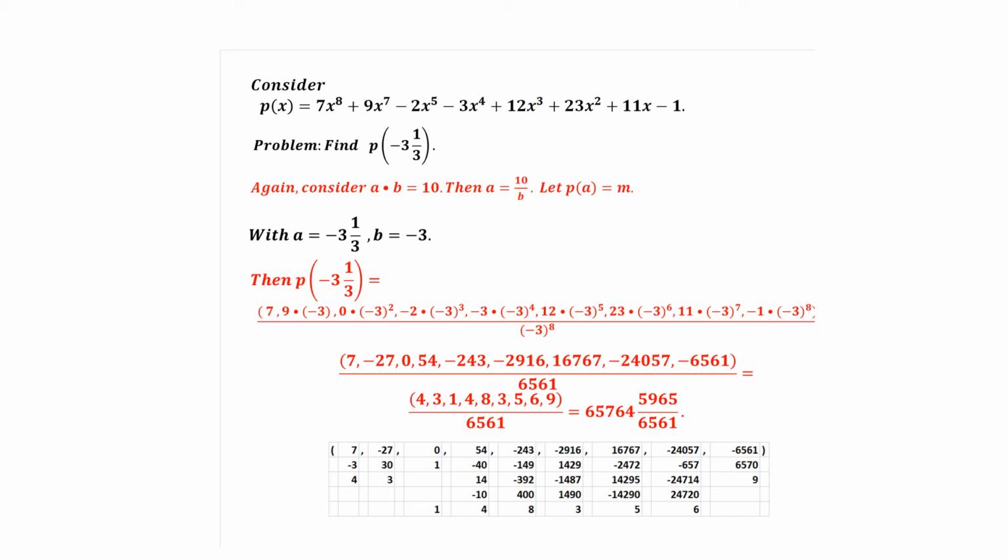Now, minus 6,561 on the right. You have to add multiples of 10 or subtract multiples of 10. If you add 6,570 to minus 6,561, you get a 9. By adding 6,570, you must subtract 657. And you add the negative 657 to the negative 24,057, and you get negative 24,714.